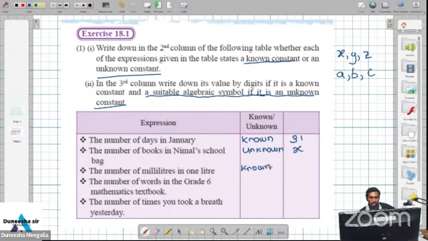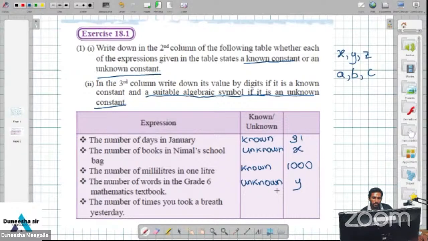The number of milliliters in 1 liter, it's known, it's 1000. Number of words in the grade 6 mathematics book, it's unknown. Yes, unknown. We can use any algebraic symbol. I am using it as y.